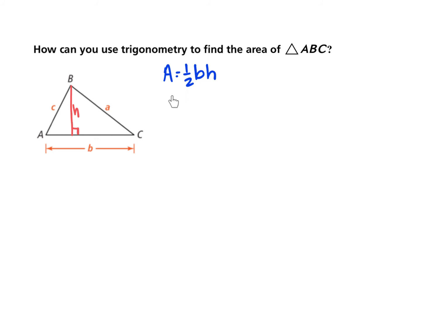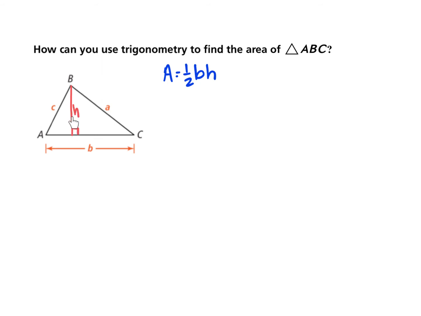But if I had some other information about this triangle, for instance, let's say I knew how long B was and how long C was, and I knew this angle right here. Okay, let's imagine that I had that information. This length, and this angle right here. If I think about how H could be represented differently in this triangle, I might come up with a way that I could actually find the area.